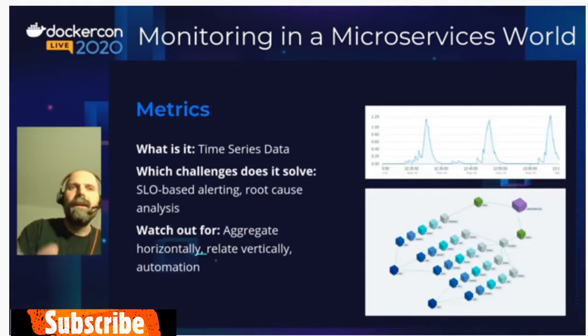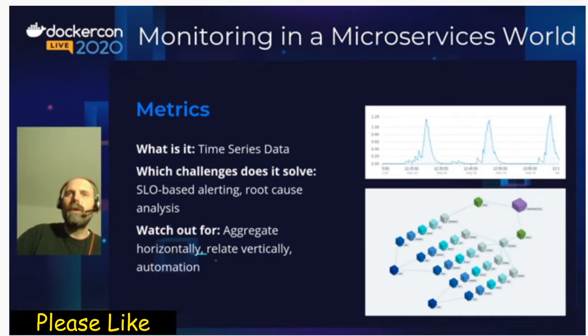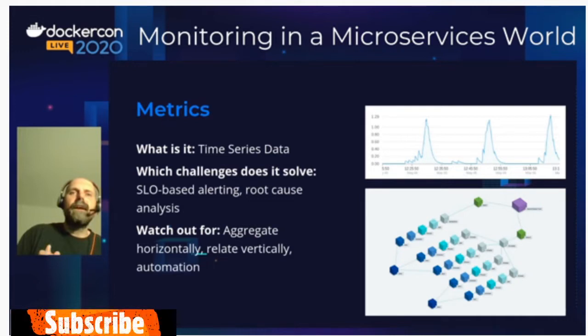So metrics are actually very easy to understand. Metrics are time series data. You see an example in the top right of this slide. You have the x-axis, which represents the time. You have the y-axis representing the value. And a metric is basically a value changing over time. So the value is going up and down. And those metrics are actually better suited to describing the application state than simple health check results.